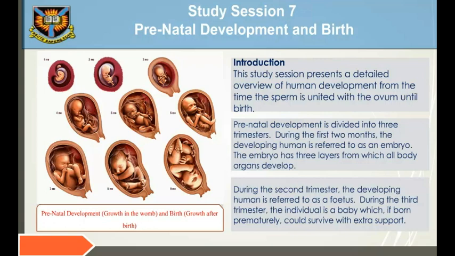During the first 2 months, the developing human is referred to as an embryo. The embryo has 3 layers from which all body organs develop. During the second trimester, the developing human is referred to as a fetus. During the third trimester, the individual is a baby which, if born prematurely, could survive with extra support.